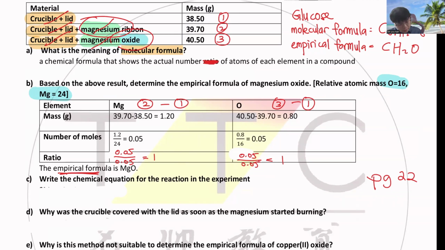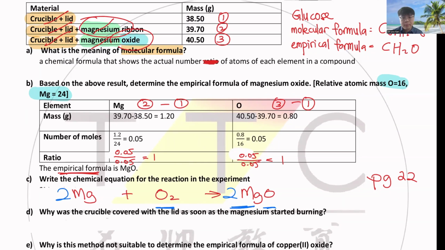Later, you have the equation. After you get the empirical formula MgO, I can start to write the equation. Mg burns with O2, then it becomes MgO. Then you start to balance the equation. I have 2 O here, 1 O here, put 2 here, 2 Mg here, 2 Mg here.